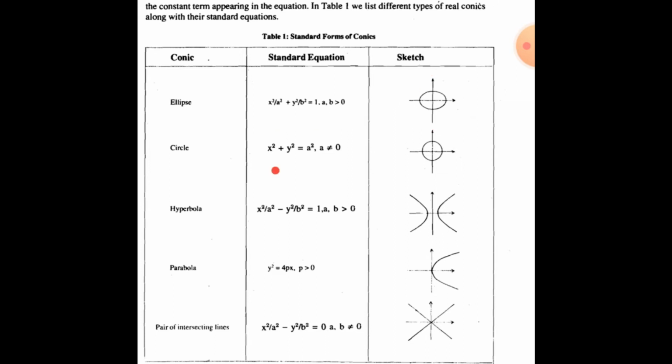Just like that, for circle, this is the form of standard equation, and this is the sketch. For hyperbola, this is the standard equation, and this is the sketch. For parabola, this is the standard equation, and this is the sketch. For pair of intersecting lines, this is the standard equation, and this is the sketch.